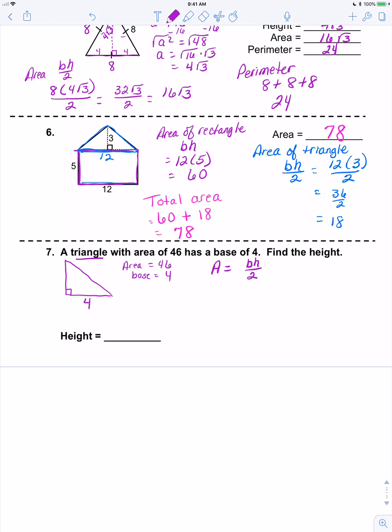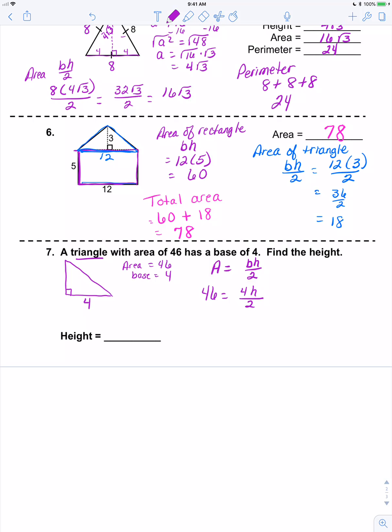So it's really getting important to watch and see what kind of shapes you're dealing with each time to make sure you're using the right formulas. Okay, so we are told that area is 46. We're told the base is 4. We don't know the height, and we're dividing it by 2.